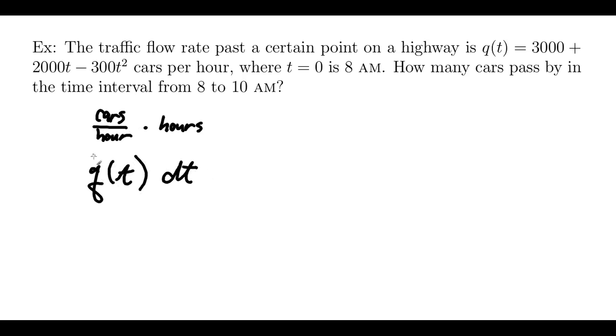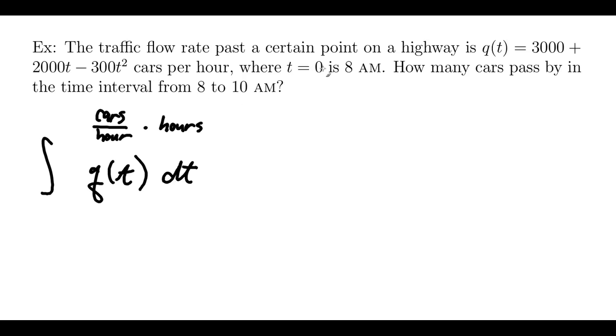This has the right dimensions now. This has the dimensions of cars. This is how many cars pass at the instant t. But that's also infinitesimal, right? So we need to sum all of these to get a total number of cars. We want to sum it over what? Well, we want to sum from 8 to 10 a.m.